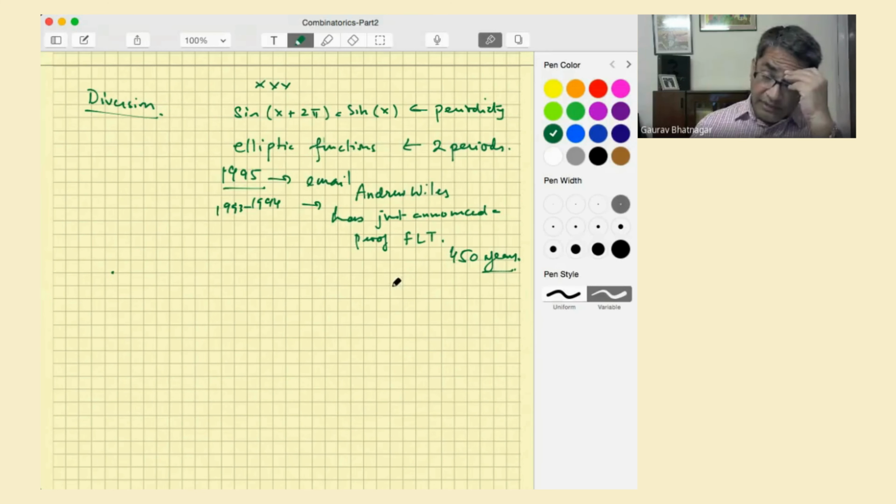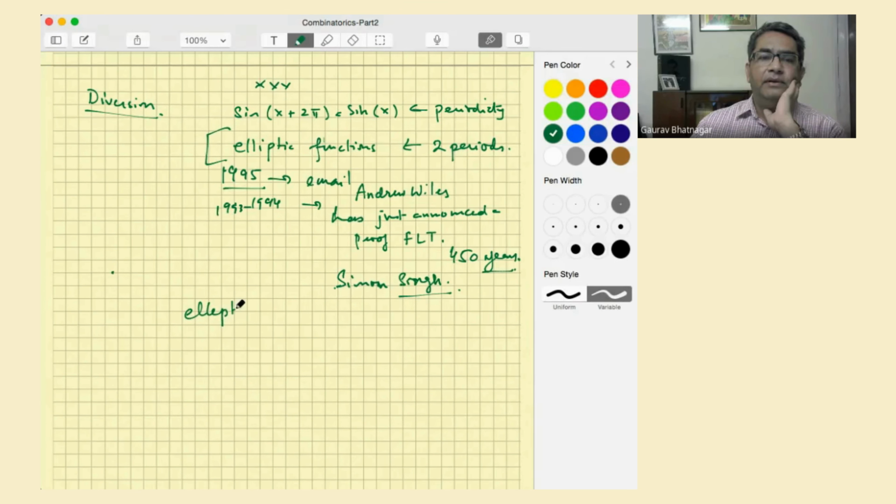So he's proved this, and then there was a gap. All kinds of issues happened after a year or so. You can read the story very nicely. It's told by Simon Singh in a book, Fermat's Last Theorem. Elliptic functions and elliptic curves played a huge role in Wiles' proof.